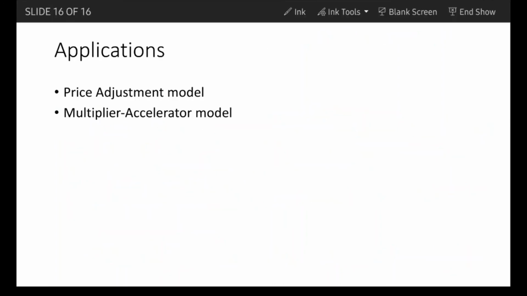And of course there are some applications. The first one is the price adjustment model. You have learned this in the first order difference equations. It's very similar. And there is another application which is called the multiplier accelerator model. Both of them you can find the example in your tutorial. So just do your tutorial and you will learn about the applications.